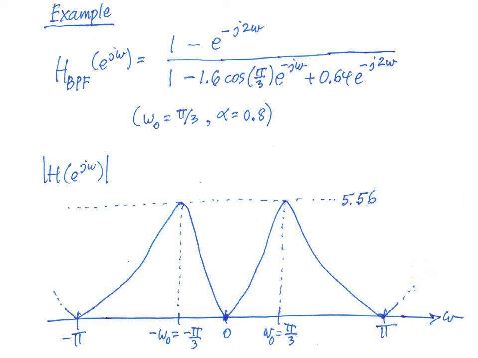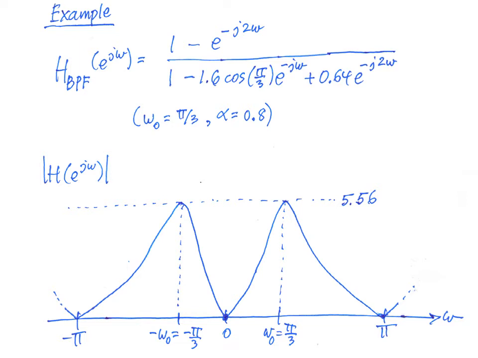As an example, to demonstrate, I've chosen omega naught, the peak frequency, to be pi over 3 radians per second. So it's a third of the way towards the highest frequency possible. And then alpha, that parameter that adjusts the peakiness of the response, to be 0.8. By the way, if you choose alpha to be 0, there will be no peak. And if you adjust alpha to be 1, the peak would be infinitely high and narrow, like an impulse. So somewhere in the range 0 to 1 will give you this control over the bandwidth of that peak.